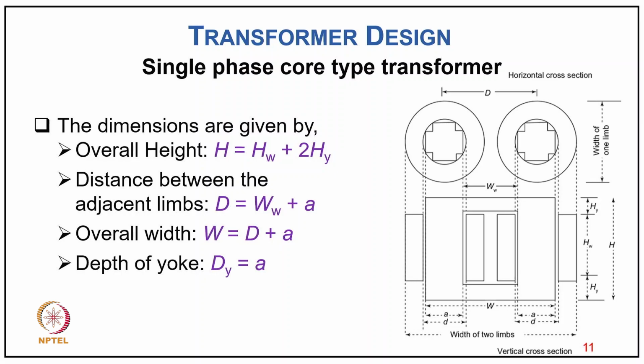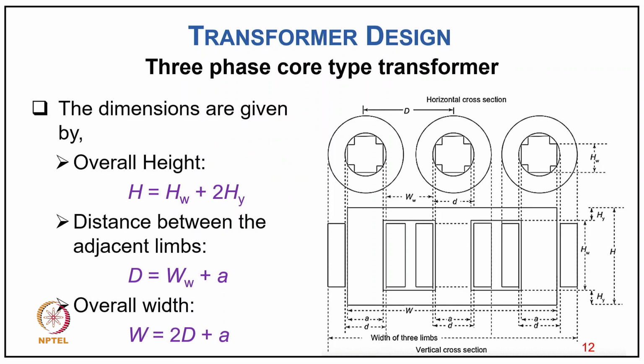Overall height will be H equal to Hw, the height of the window, plus 2hy, that is both sides of the yoke height, bottom as well as top. The distance between the adjacent limbs, D, will be Ww plus A, and the overall width W will be D plus A. The depth of the yoke will be dy equal to A.